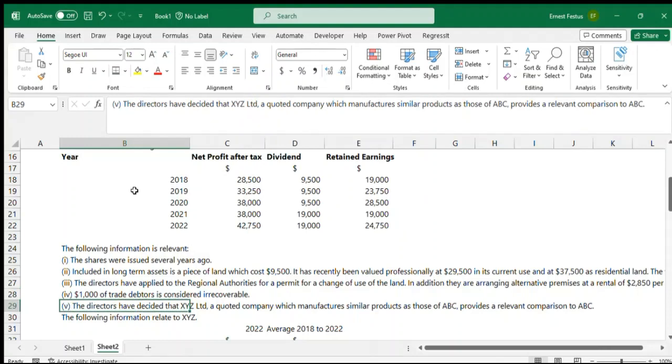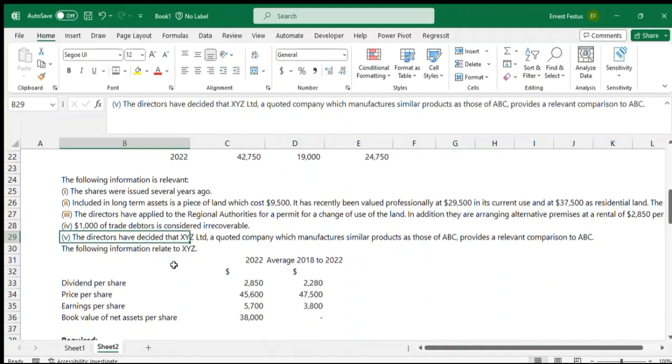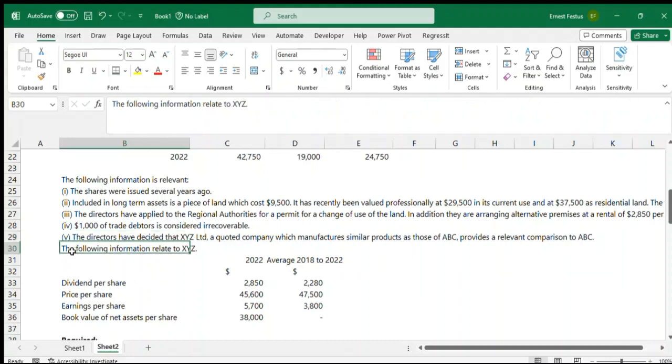And the last information here, we are saying that the directors have decided that XYZ Limited, a quoted company which manufactures similar products as those of ABC, provides a relevant comparison to ABC. So we are using XYZ, which is a listed company, to value ABC, which is unlisted. Just take note of that. Now, the following information relates to XYZ. We have dividend per share, price per share, earnings per share, and then also the book value of net assets per share.